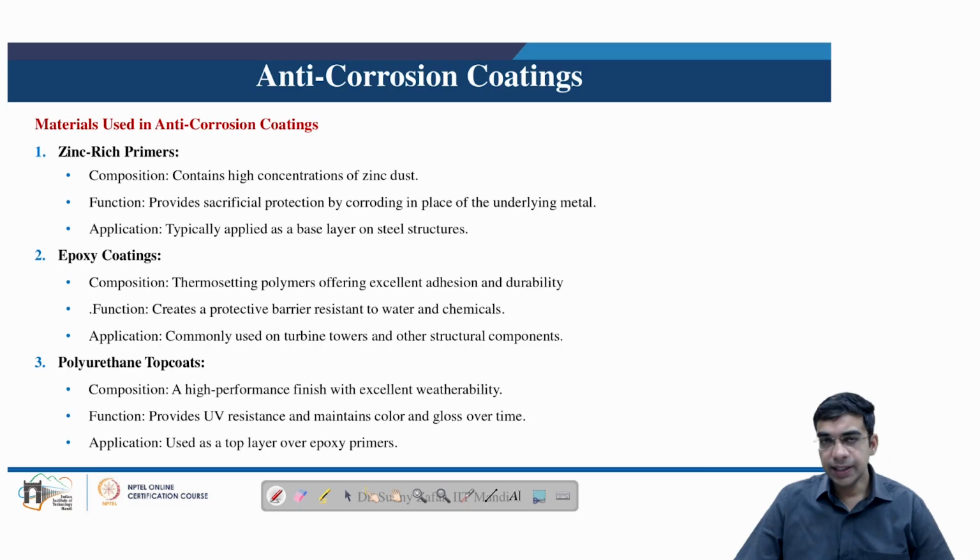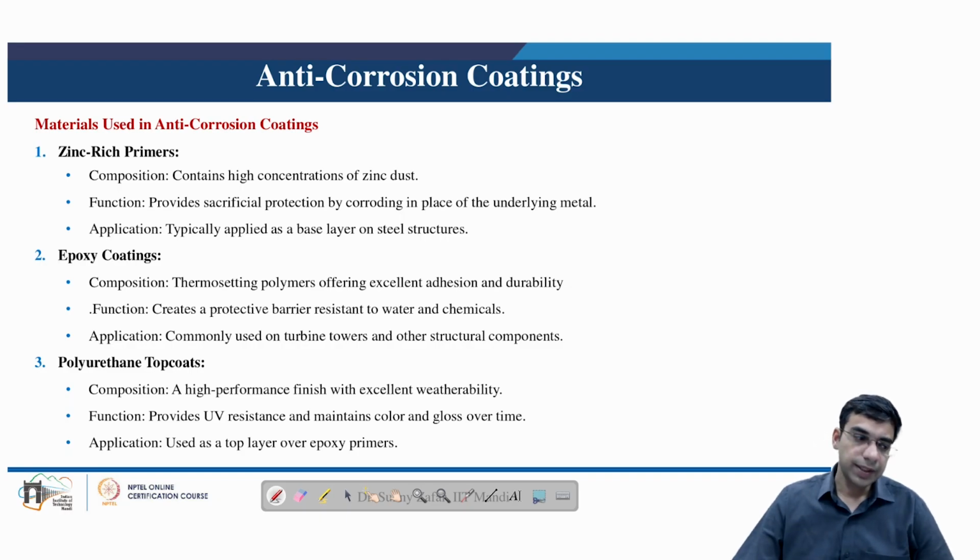So what are the materials which are used in the anti-corrosion coating? These are corrosion resistant materials, and popularly three materials are used, which include zinc rich primers. The composition of the primers contains a high concentration of zinc dust. The function of this primer is to provide sacrificial protection by corroding in place of the underlying material. This is typically applied as the base layer on steel structures.